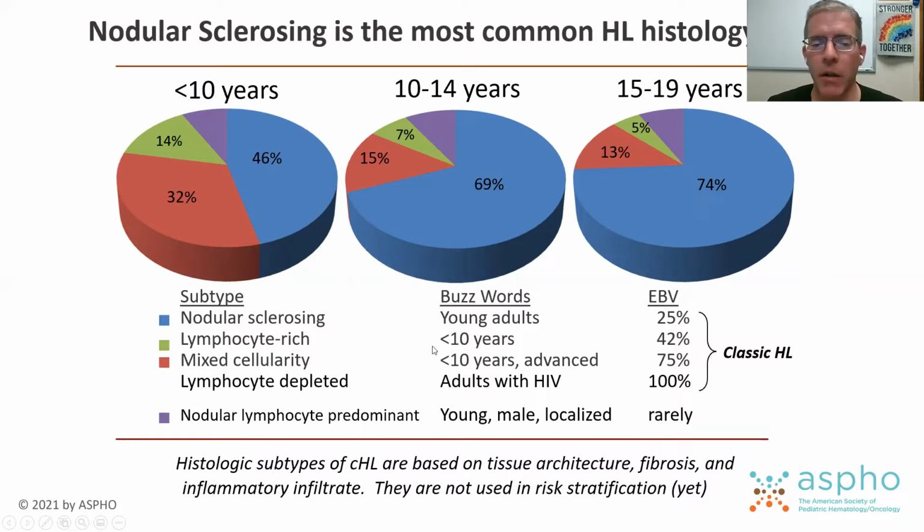Lymphocyte-rich and mixed cellularity are more common in patients less than 10 years of age, with increasing frequency of EBV positivity. And then lymphocyte depleted is adults with HIV and almost always associated with EBV. And we'll talk a little bit about nodular lymphocyte predominant in a couple of slides. Importantly, the histologic subtypes are based on the tissue architecture, the fibrosis, the inflammatory infiltrate, but we currently don't use them in risk stratification.